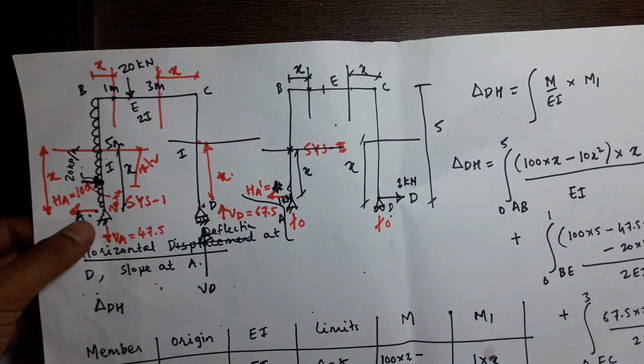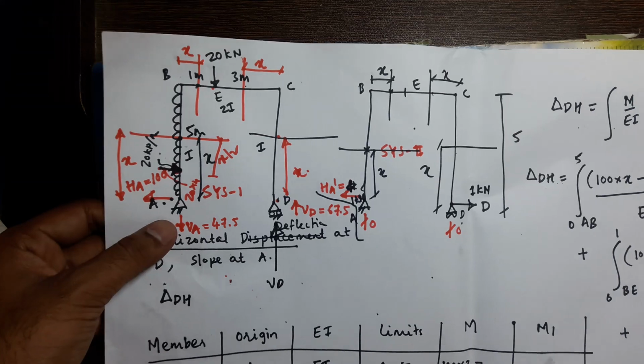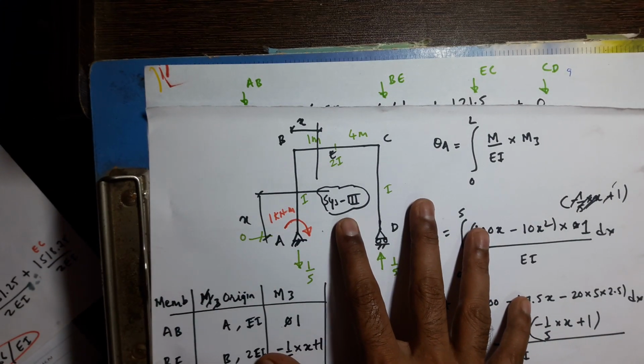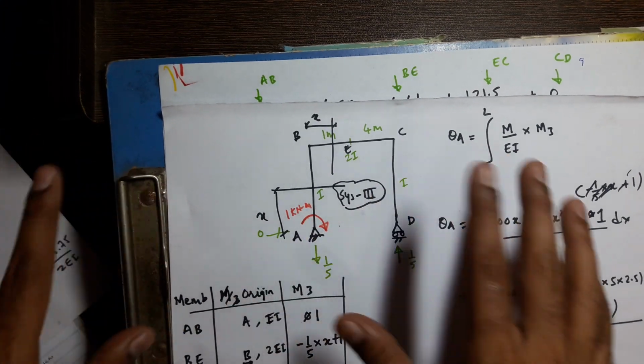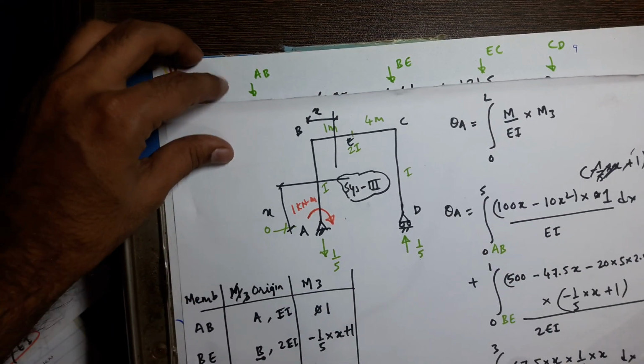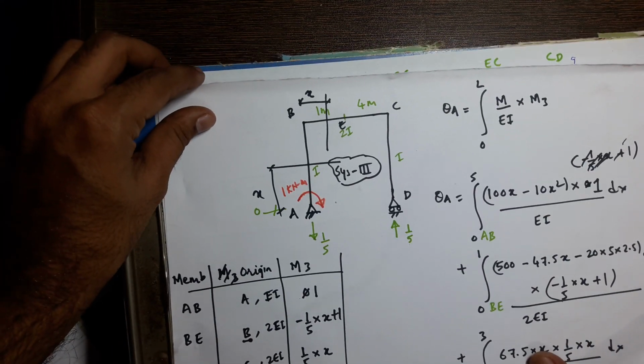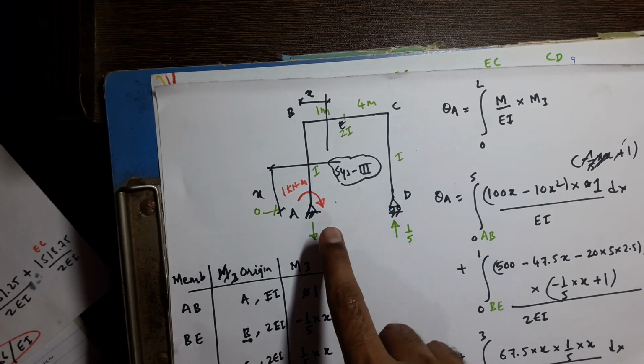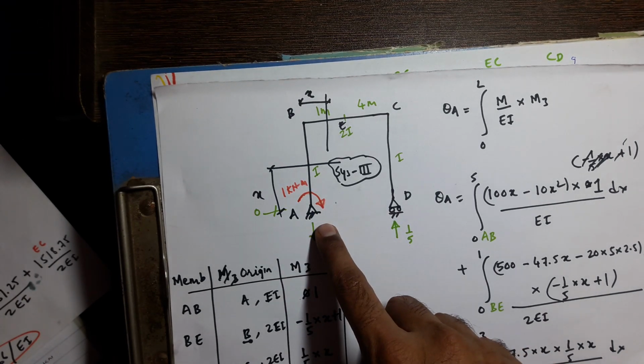Now we have to find the slope at A. To find the slope at A, we have to develop one more system and we may call it system 3. In system 3, you have to show the same structure. And what is the question here? The question here is to find the slope at A.